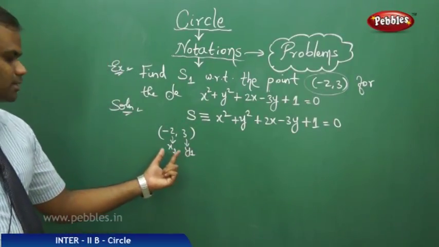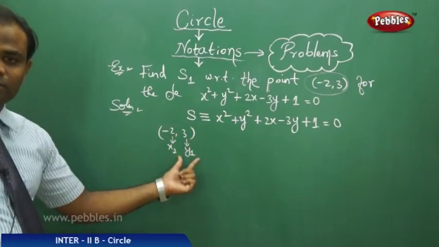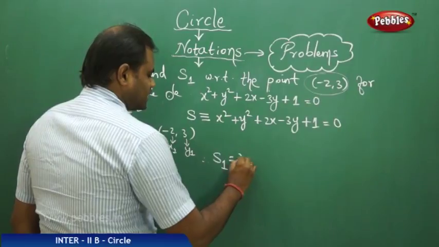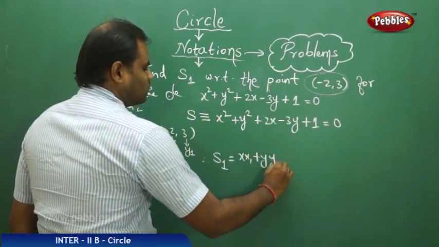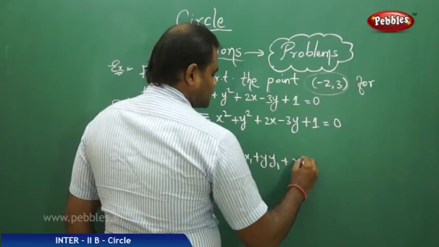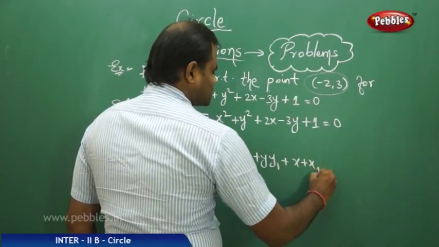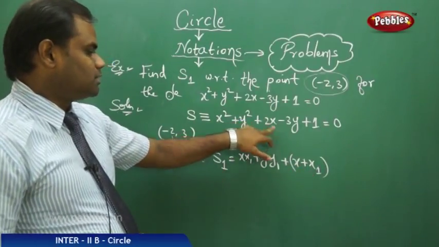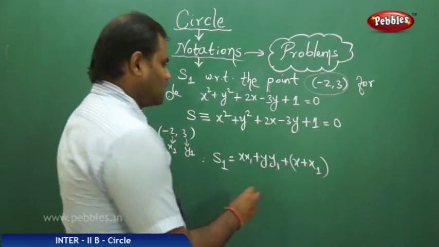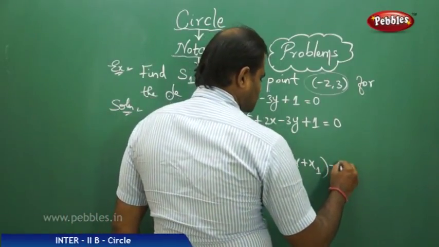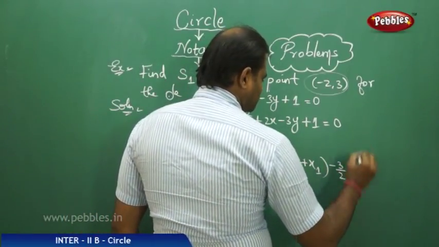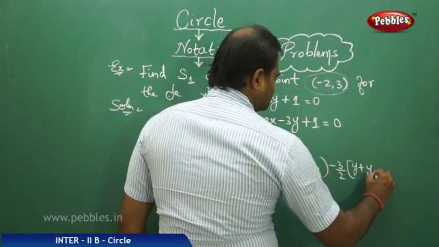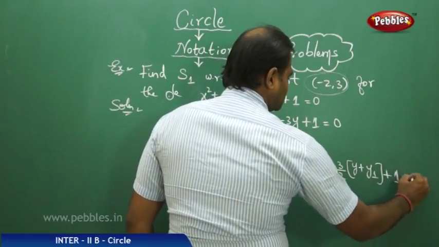So with this basic x coordinate being x1 and y coordinate being y1, my S1 is nothing but x x1 plus y y1 plus 1 times of x plus x1, because 2g reduces to g, as we can see. Now g is 1, so 1 times of x plus x1, and this reduces to 3 by 2 of y plus y1 plus 1 equals 0.